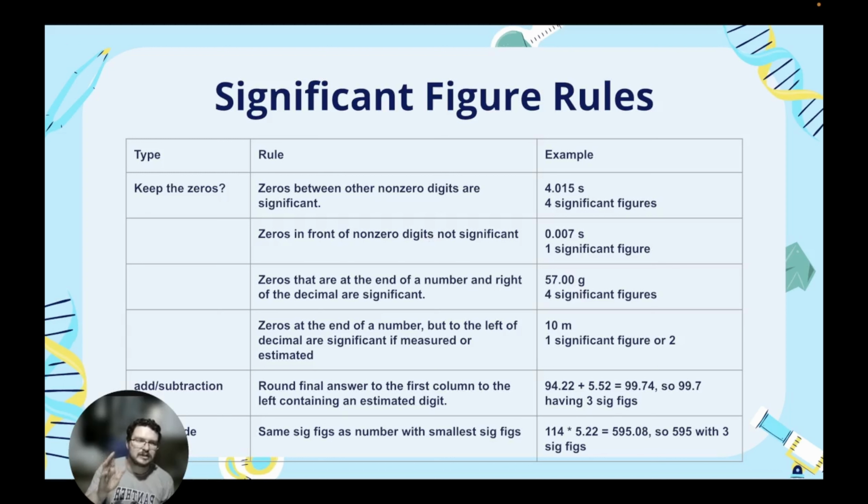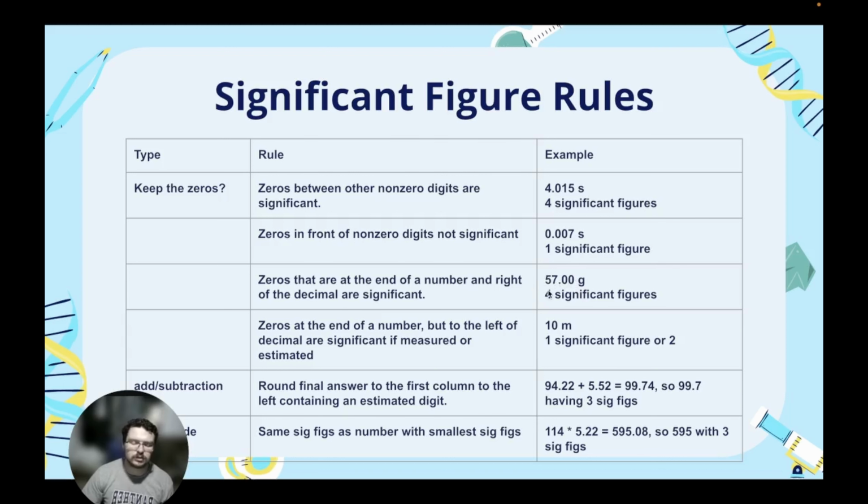However, that 0 after the decimal is providing value in some way. It's just not significant. It's integral to the structure of the number itself. So in our example here, we have 0.007 seconds. In this case, we have 3 zeros that come before a non-zero digit. So those zeros are not significant, and we only have one significant figure here in this answer. The next situation is that if we have zeros that are at the end of a number and right of the decimal, they are significant. So let's say that I have these 2 significant figures, 5, 7, and then I have a decimal, 00 grams, so 57.00 grams.